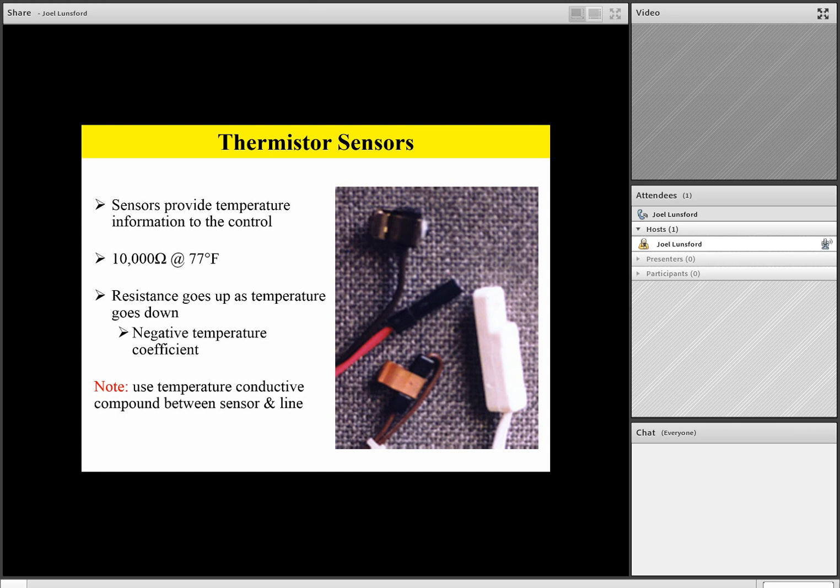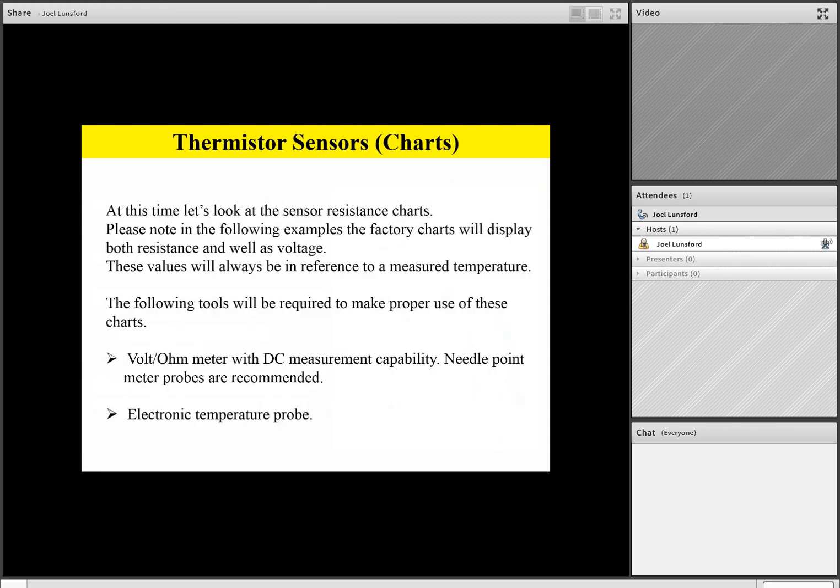In addition, we also have some sensor charts that we can look at. At this time, we're going to do some examples together with everybody. But remember, when you look at the sensor chart, you're going to have some tools to make it work. So we recommend a voltmeter with DC capability, and needlepoint meter leads are recommended. We also recommend that you have a good high-quality electronic temperature probe with a temperature clamp so that you can read refrigerant line temperatures and outdoor air temperature accurately.